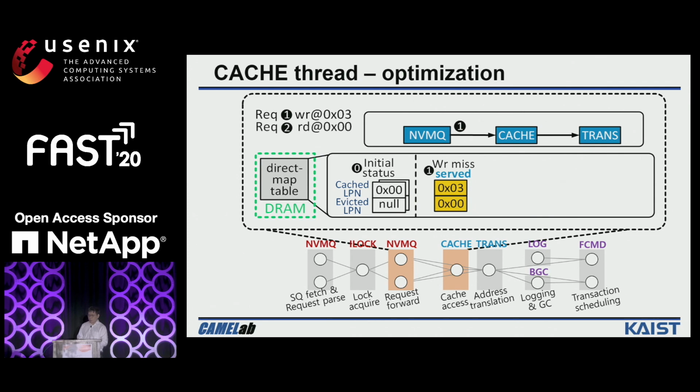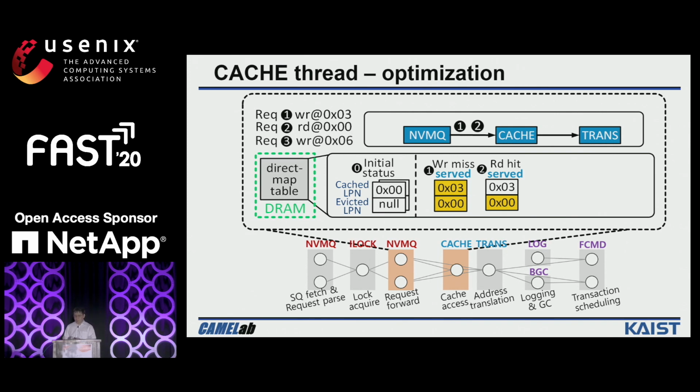The second request will read the data from the page 0x00. The NVMQ will look up the direct map table, and it will realize that the page will be evicted. In this case, the normal solution would be to directly move the read request to the underlying trans threads, but this will cause data consistency issues. So instead, we will directly send the read request to the cache threads. The reason is we want to make sure request 2 will be processed after the cache threads evict the page at 0x00.